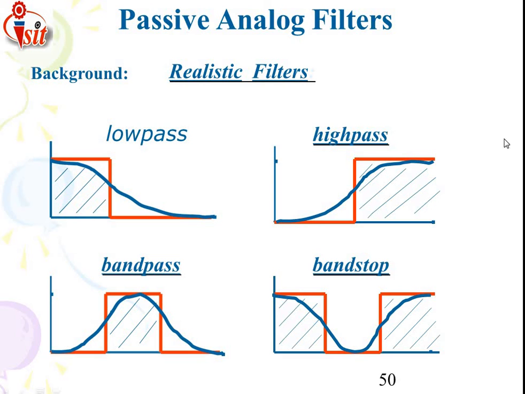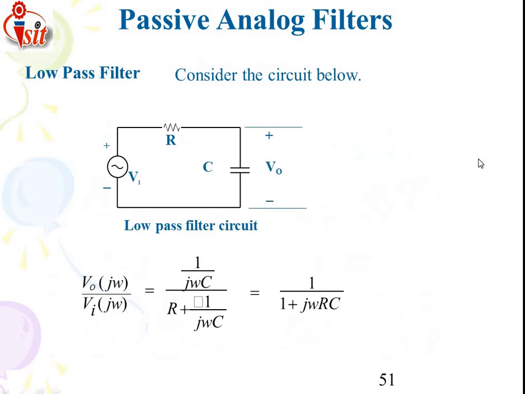First, the graphical representation is of the low pass filter. Second is the curve for the high pass filter. Then next is the band pass filter, and next is the band stop filter.